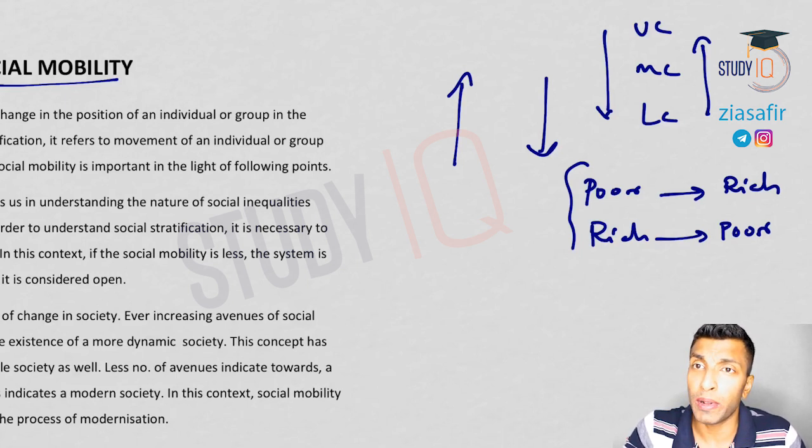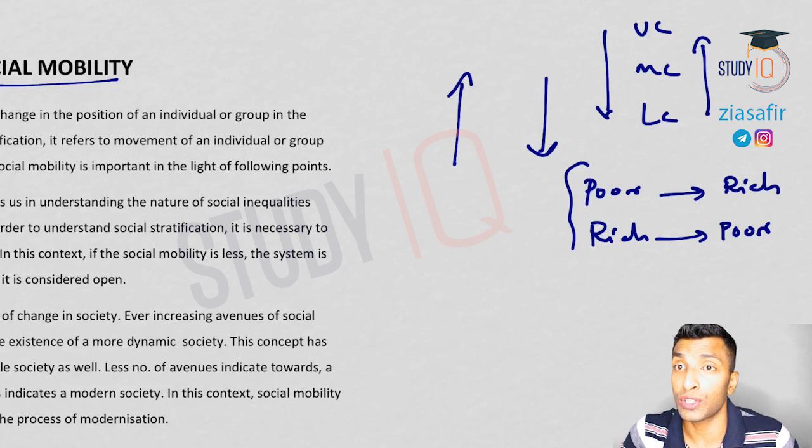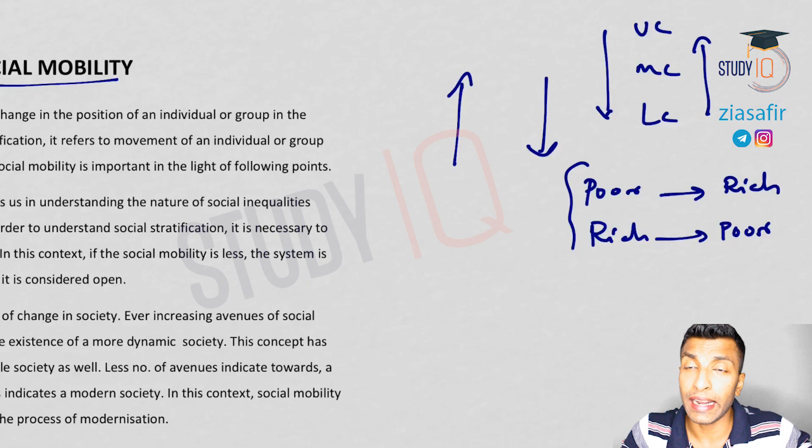Fewer avenues of mobility indicates a closed system. Basically, by studying social mobility, we can understand the types of inequalities present in the system, whether the system is open or closed. Secondly, by studying mobility, you can also understand the nature of the society. For example, if there are more avenues, that indicates a modern society. In modern society, a lot of avenues are there in the form of technology and education. In many ways, you can get social mobility.